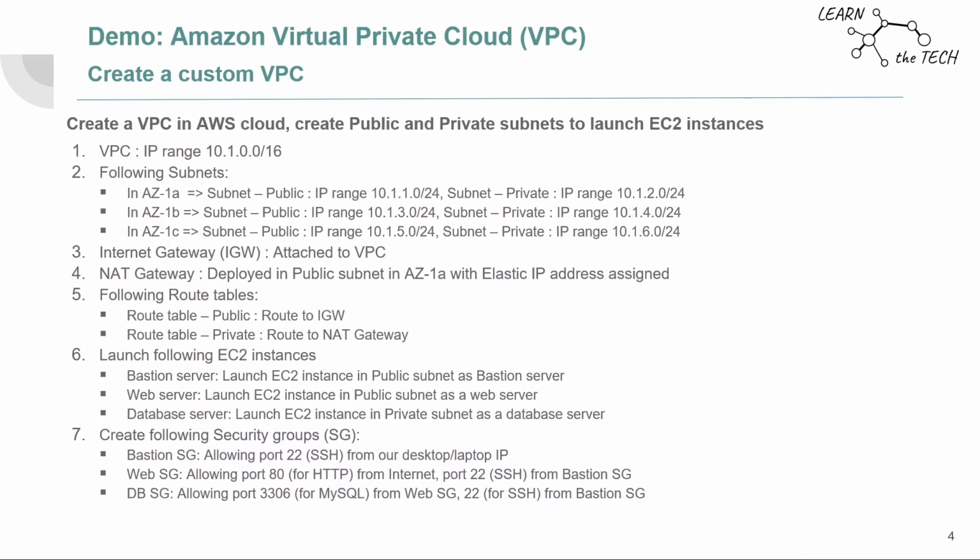So we will see how to create a VPC inside AWS Cloud, how to create public and private subnets, and in order to do that, how to deploy an internet gateway, a NAT gateway, how to define route tables, and then we will launch EC2 instances. So we'll launch a Bastion server in public subnet, a web server in public subnet, and a database in a private subnet. And then we'll control the accesses into and out of these EC2 instances via a different set of security groups. So we'll have different security groups for each type of accesses.